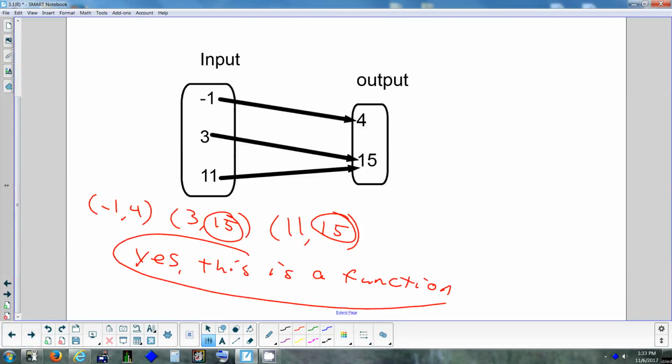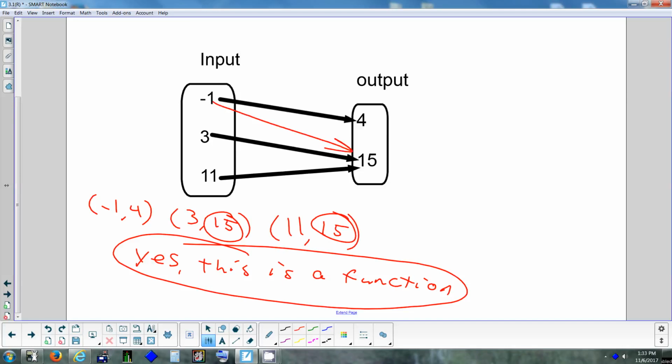So, how can you tell from a diagram if it's a function? As long as each number on the left only has one arrow coming from it. Okay? If you have something like this, now that's a problem. Because now you've got the same number on the left going to two different numbers on the right.